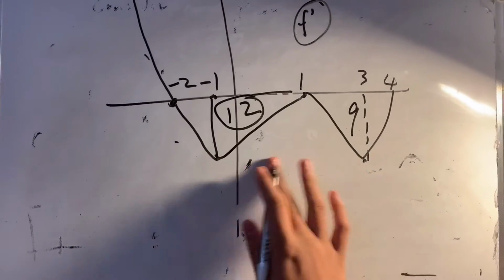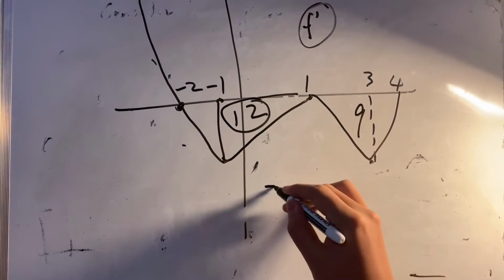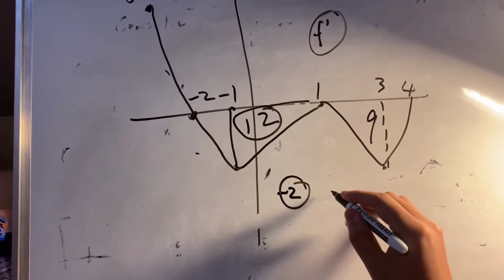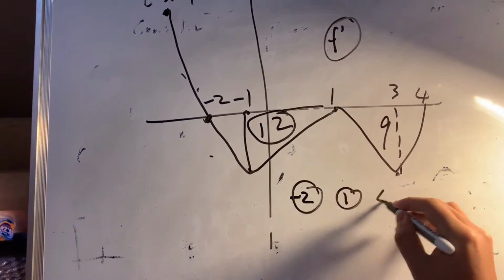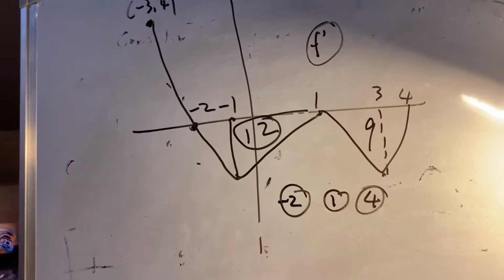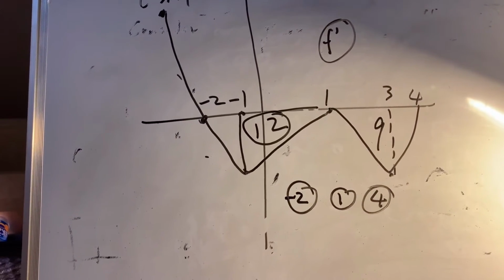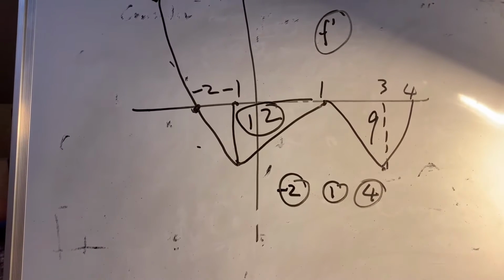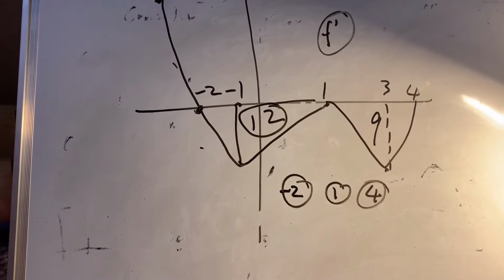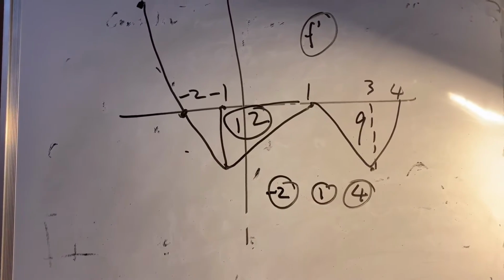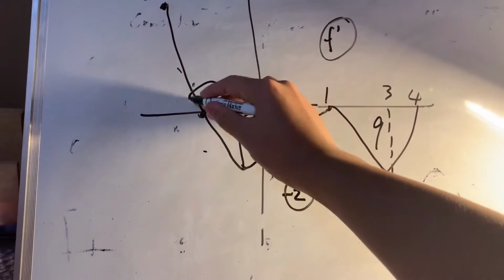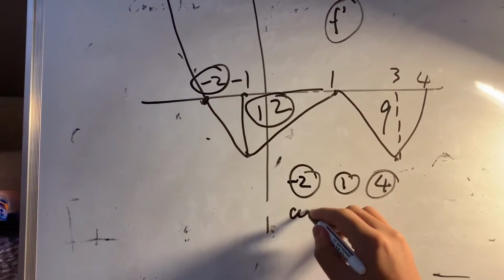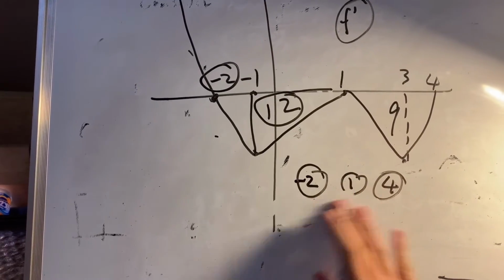First, a relative maximum needs to be a critical point. So all critical points are this and this. Remember, a relative maximum needs to change from positive to negative or from negative to positive. Only -2 fits the requirement. Therefore, the answer for A is -2.